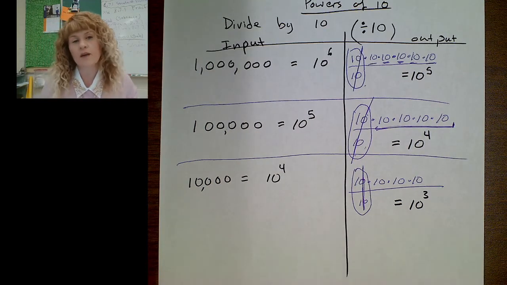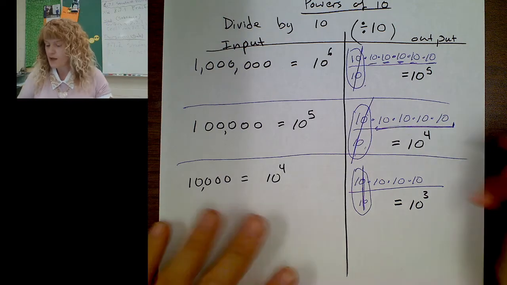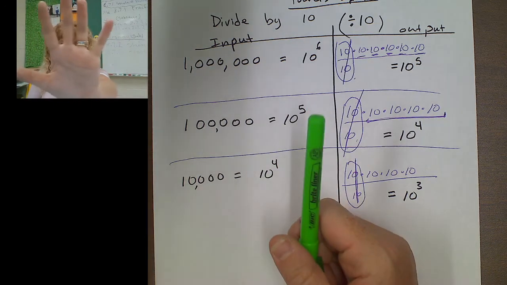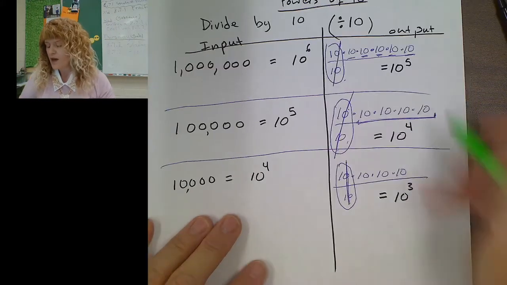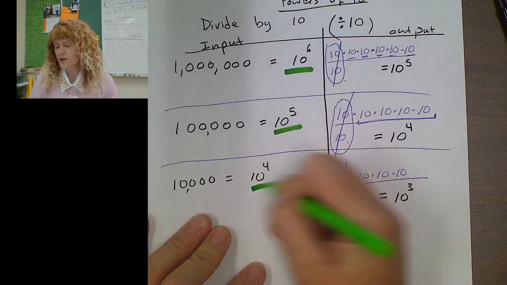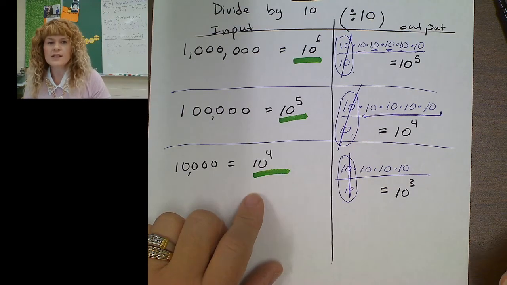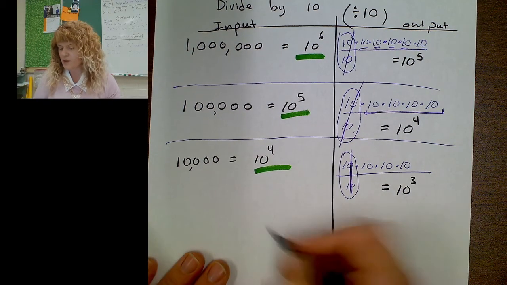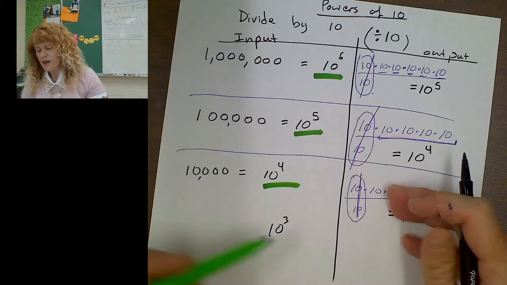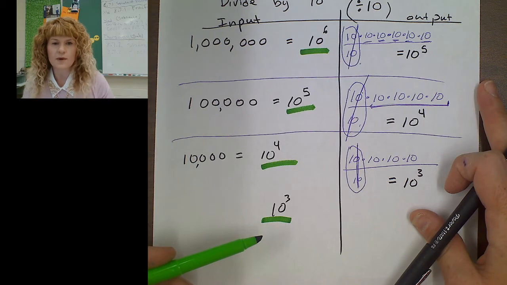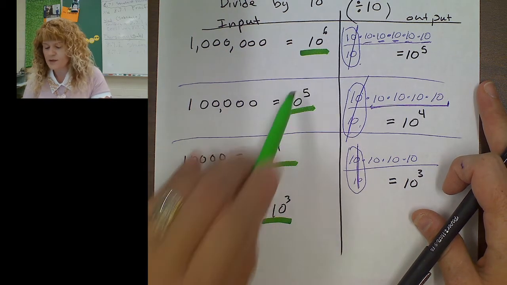What is happening every time we divide by 10? Pause the video and see if you can figure out the pattern. Okay, every time you divide by 10, your exponent decreases by 1. If we were to keep going, 10 to the 3rd, that's what we got here. Every time you divide by 10, you take away one of the zeros, and the exponent reduces.